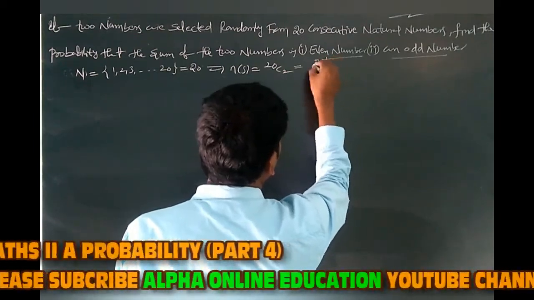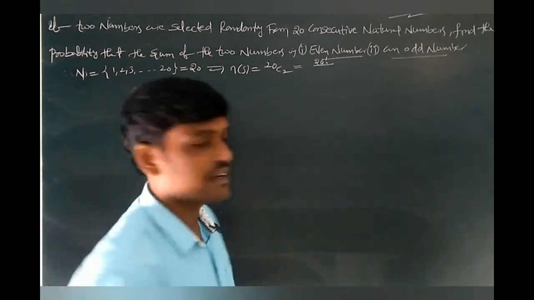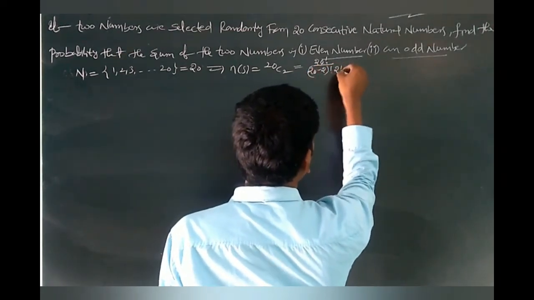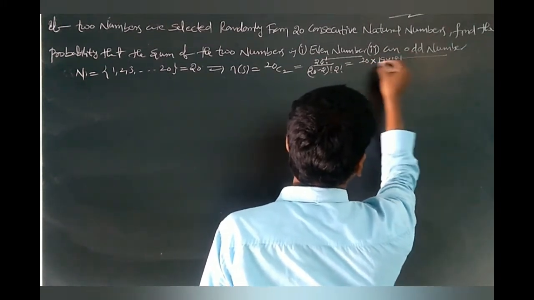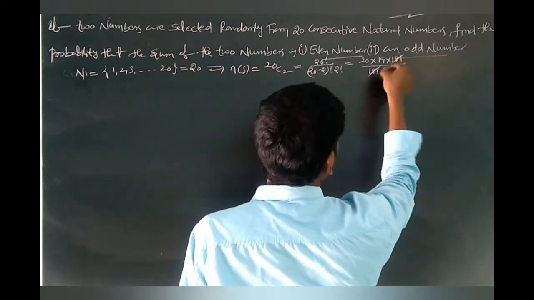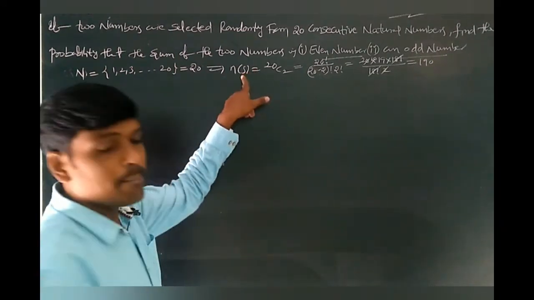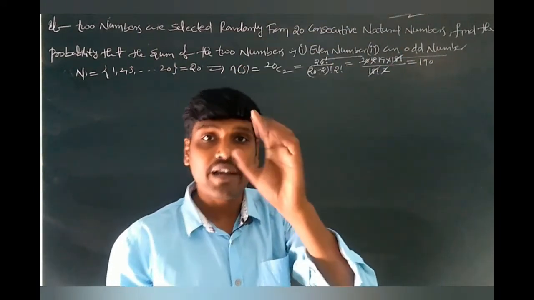By the nCr formula, 20C2 is n factorial by (n minus r) factorial into r factorial. That's why it is 20 factorial by (20 minus 2) factorial into 2 factorial. 20 factorial is nothing but 20 into 19 into 18 factorial, by 18 factorial into 2 factorial. 2 ones are 2, 2 tens are 20, you get 190. Here the number of sample space, the total possible outcomes, is 190.